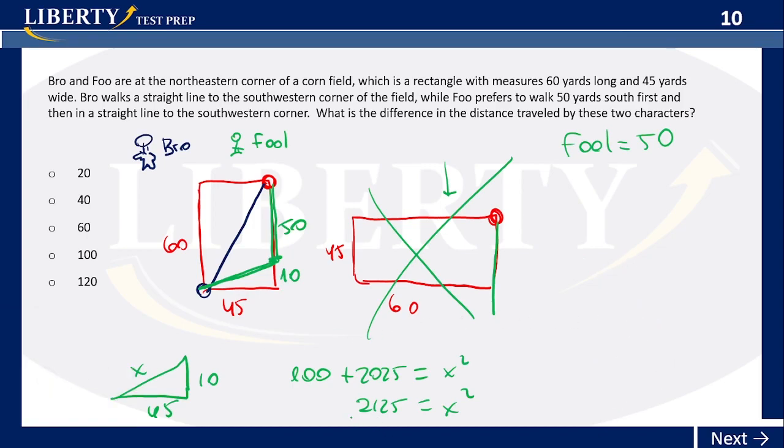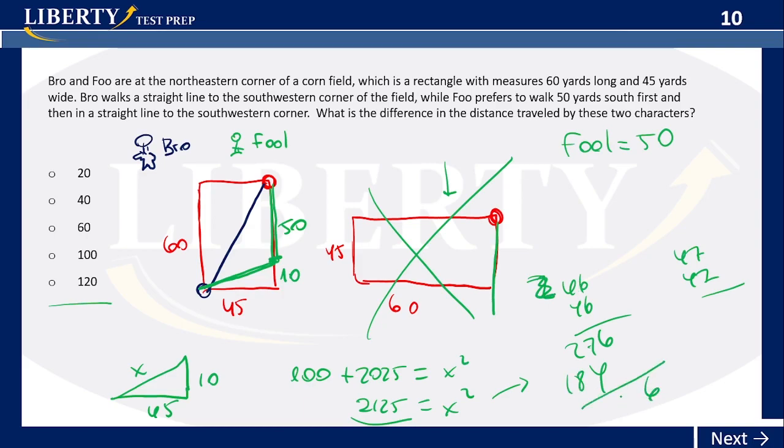It doesn't give you an actual number, so let's just approximate it. We're going to try 46 times 46, or maybe 47 times 47, and see which one is closer. 46 times 46 is 2116. I think that's pretty close.